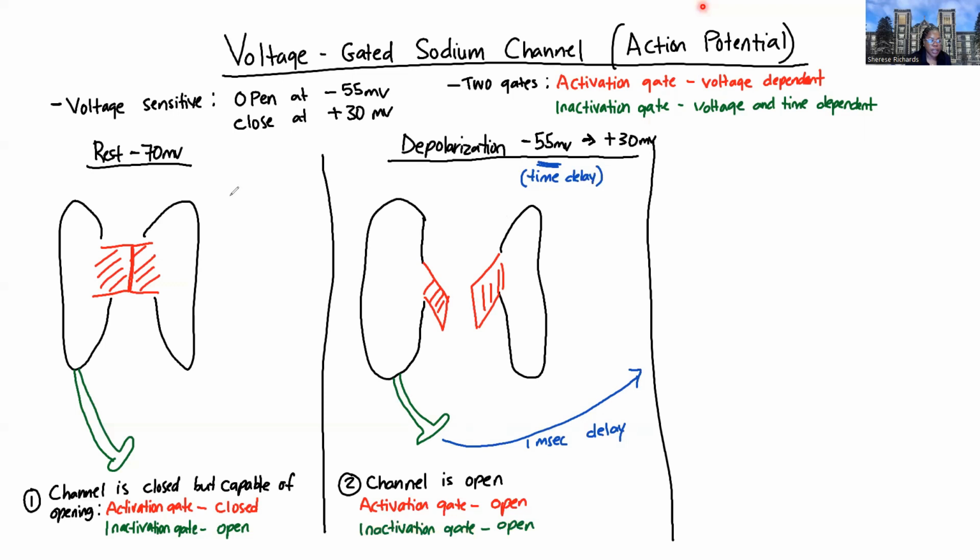So when the cell is repolarizing, let's look at the third state of our channel. This is the repolarization phase, and this is going to begin at positive 30 millivolts. This is the voltage condition for the activation gate. Remember, they're going to open at negative 55, but then they're going to close at positive 30. So there are two conditions here that are resulting in the closure of both our gates. Essentially the inactivation gate is going to close and that's going to deactivate our channel temporarily.